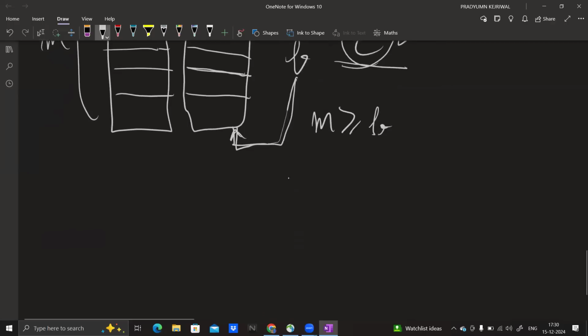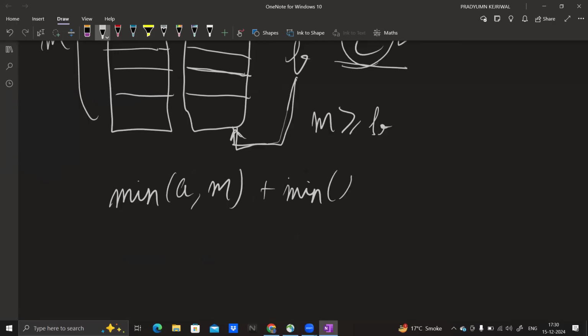So basically, what you can do is you can take min of A comma M. This means how many A type monkeys can sit, plus min of B comma M. This is how many B type monkeys can sit, and the sum is how many monkeys I have seated till now.